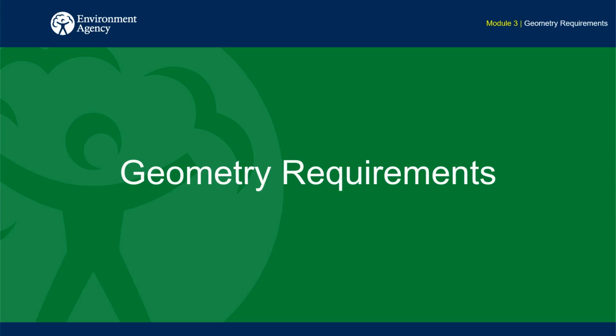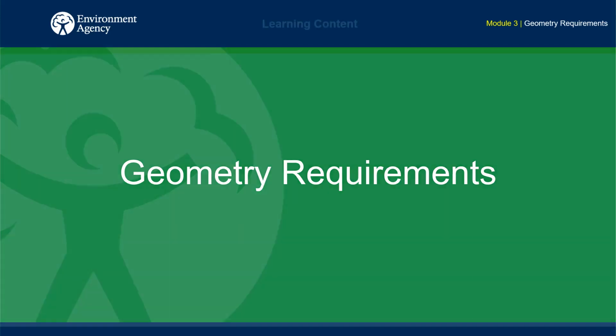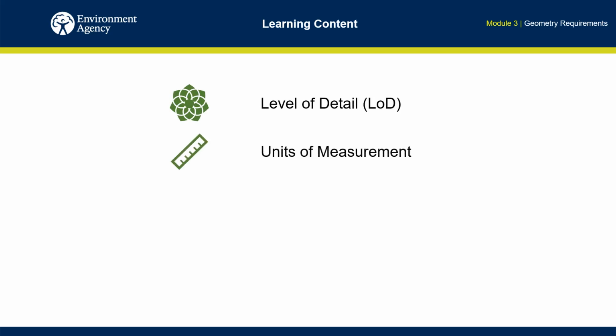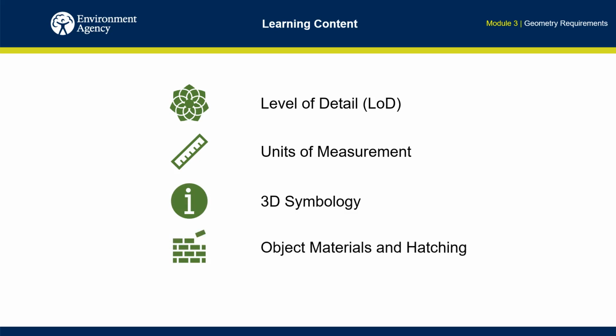The geometry requirements of the Object Standard provide guidance for the aesthetics of three-dimensional models and how objects are presented. This module will explain level of detail of graphical models and how this develops through a project life cycle, how units of measurement are standardized and assigned to models, the use of standard 3D symbology to replicate the two-dimensional symbols used in drawings, and the use of standard materials and hatching for three-dimensional objects.